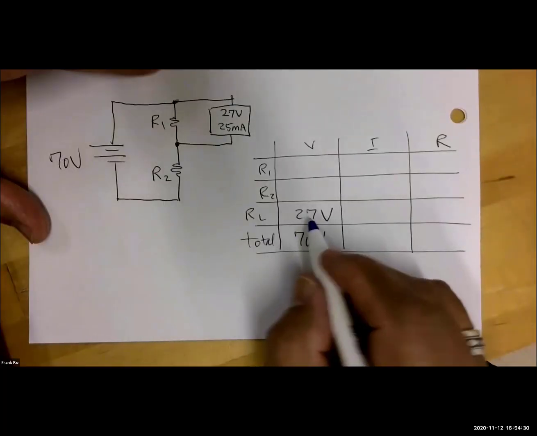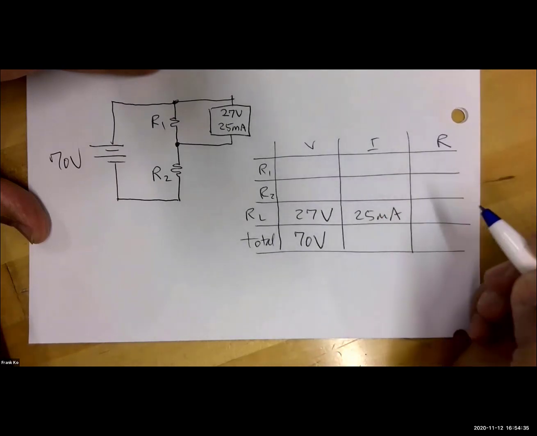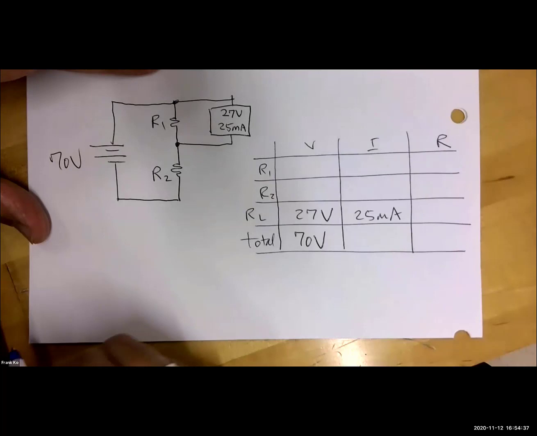The current through the load is specified as 25 milliamps. Cool. All right, Wei Ji, give me something else to fill in.